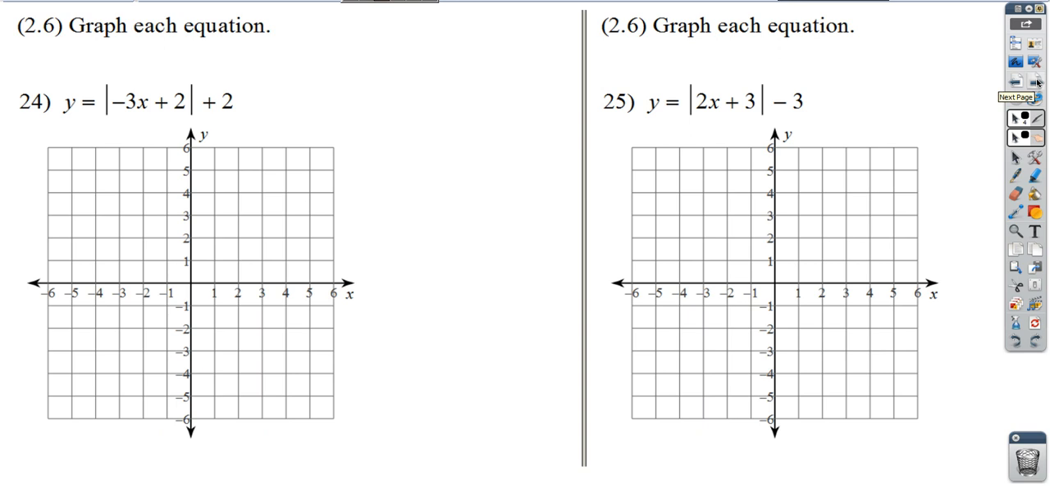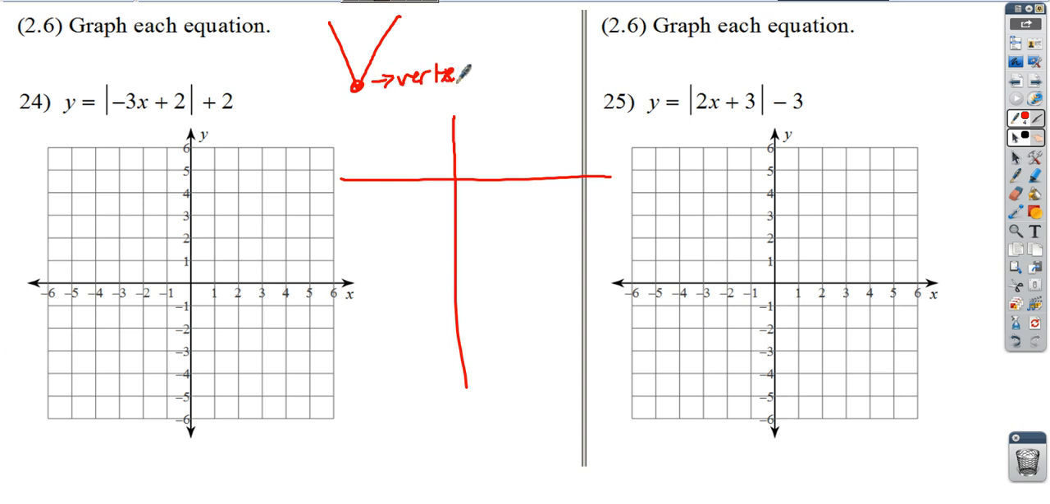Alright, 24 and 25 ask us to graph absolute values, and the easiest way to do this, we really only need 3 points. An absolute value graph looks like this. We need this point right here, that's the vertex. Okay, and that occurs when the thing inside here is equal to 0. So that's how we're going to find the vertex. We need the thing inside the absolute value equals 0, and then we need a point on either side. And once we have that, we can easily calculate the rest.